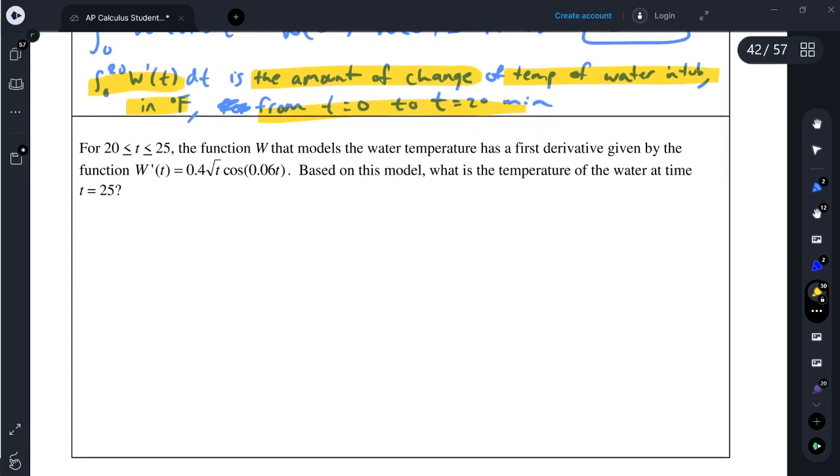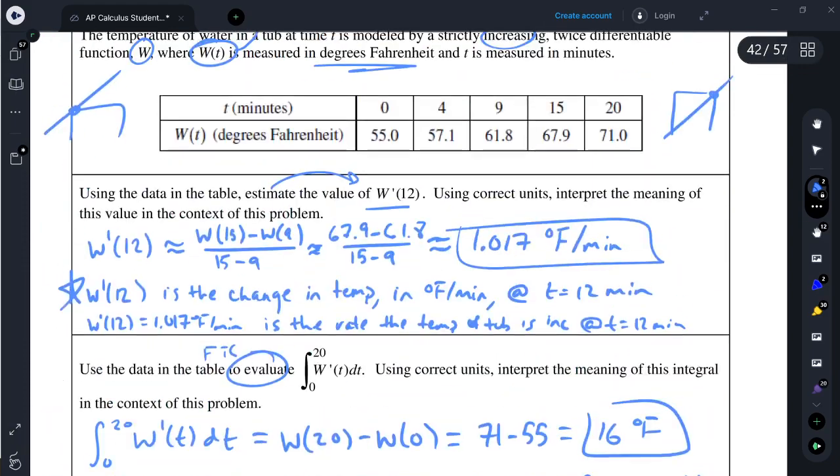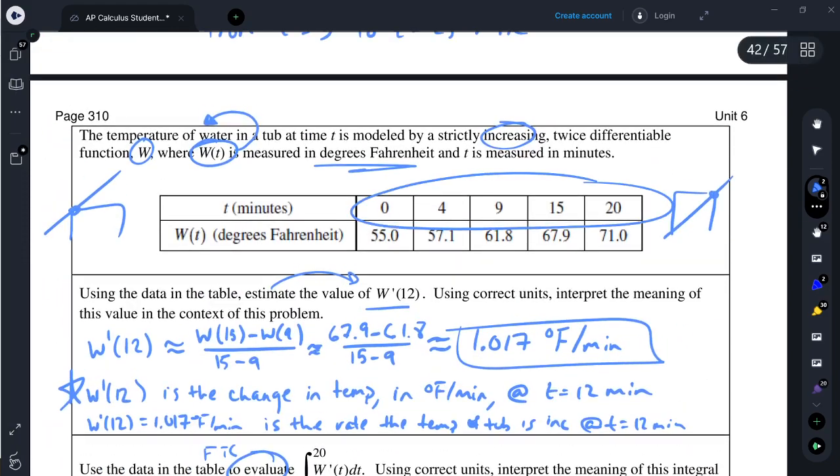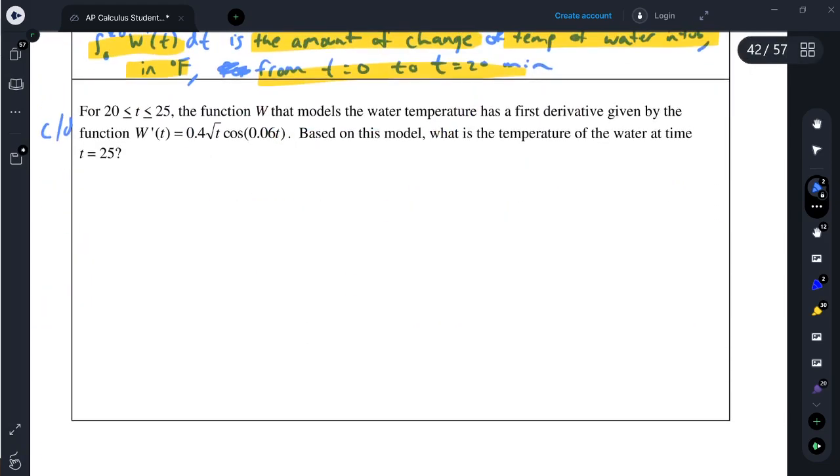All right, from time 20 to 25, the function W that models the water temperature has a first derivative given by the function W prime of t equals 0.4 root t cosine of 0.006 t. This is a very common part C or part D on an FRQ, and it's pretty tricky. But basically what this is saying is that from time 0 to 20, we were given these temperatures on the table. Then after time 20, now we can start using this equation. But this is specifically for W prime of t. So we got to be careful here.